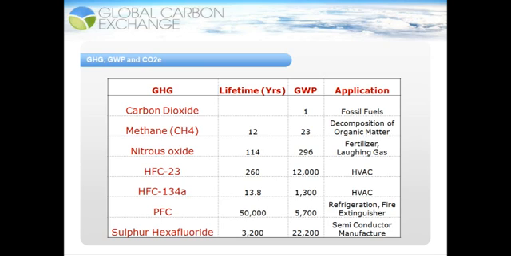In terms of the lifetimes, just so you know, those are the duration that those gases actually last in the atmosphere before they leave the atmosphere. So you can see highly impactful, those other greenhouse gases.